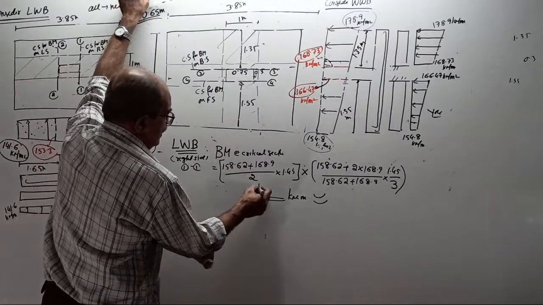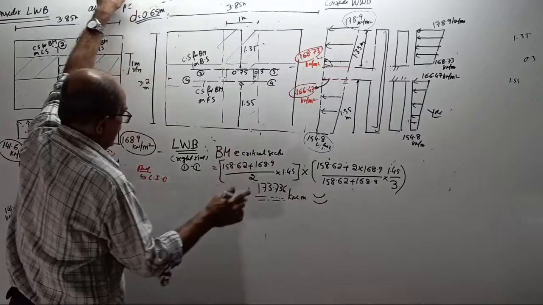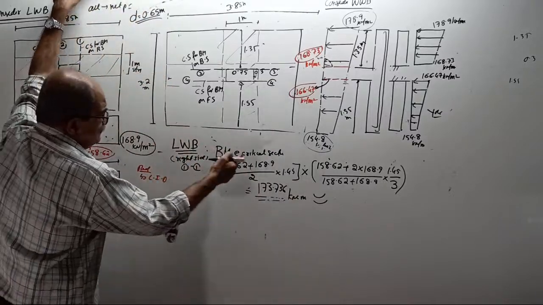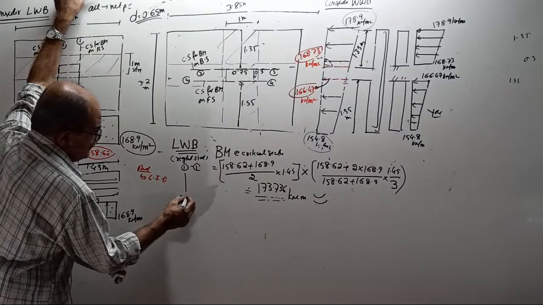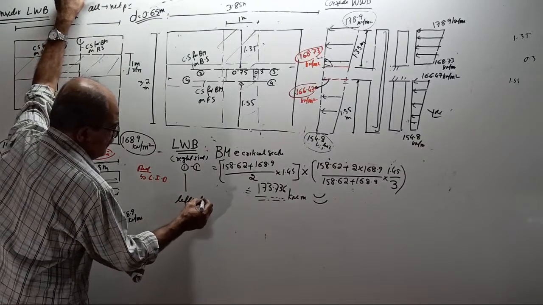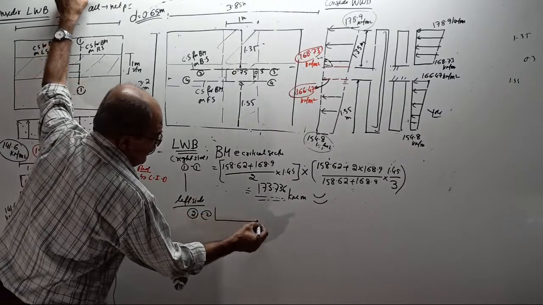173.736 is the bending moment. Now, lengthwise bending, in the same way, you consider the left side. That is critical section 2-2. Correctly find the bending moment.